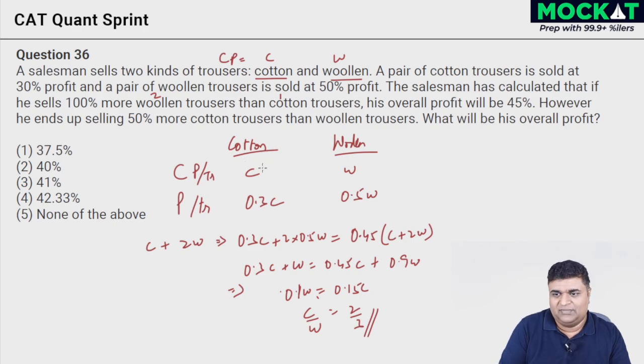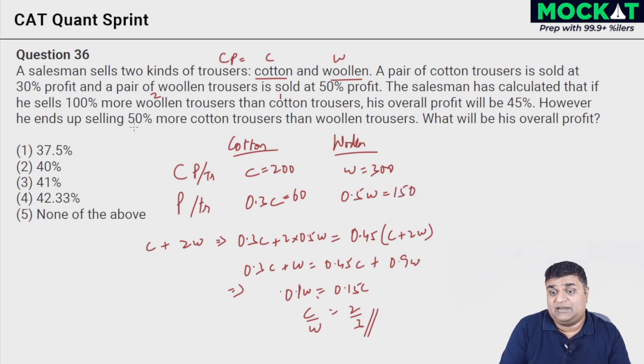Now you can just assume some values. It's all in percentage terms. Let this be 200 rupees. Let this be 300 rupees, 2:3 ratio. 0.3C, 30% of this is 60 profit per cotton trouser, and the profit per woolen trouser is half of 300, 150 rupees.